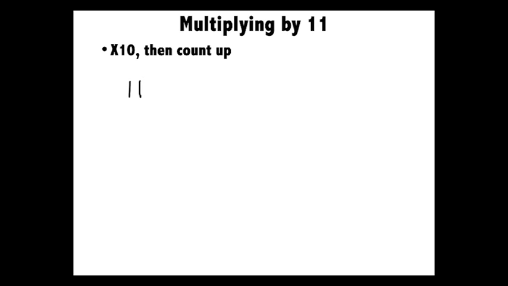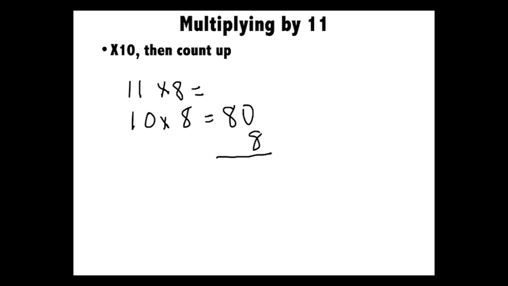Let's say I'm multiplying 11 times 8, and I don't know the answer. Well, I might know the answer of 10 times 8. 10 times 8 is 80. Then I would just add another 8 to that in order to get 11 eighths. 0 plus 8 is 8. Bring down the other 8 to get 88. 11 times 8 is 88.